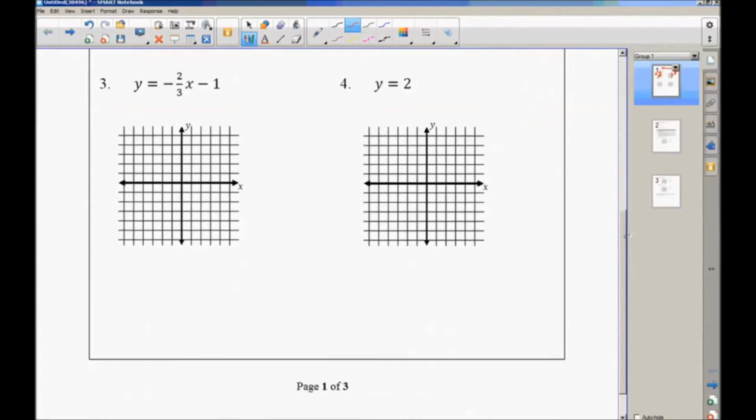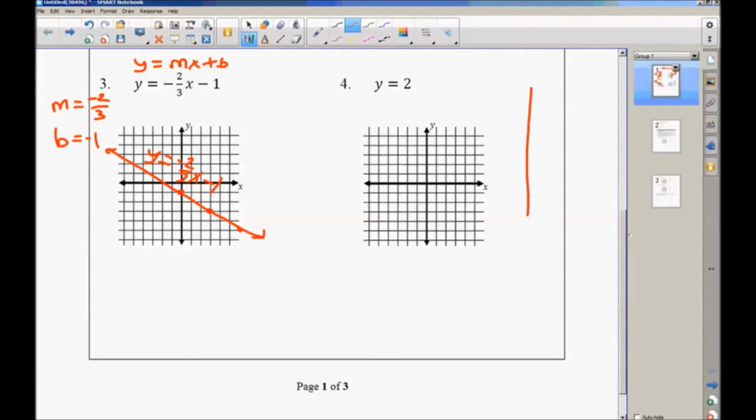Number 3. Once again, we can write y equals mx plus b above it. And then it's easy to see that the steepness of the line, or the slope, is negative 2/3, and the y-intercept is negative 1. So we start at negative 1 on the y-axis, and then we go down 2 and right 3 to get new points, because that's the steepness of our line. So we got y equals negative 2/3 x minus 1.